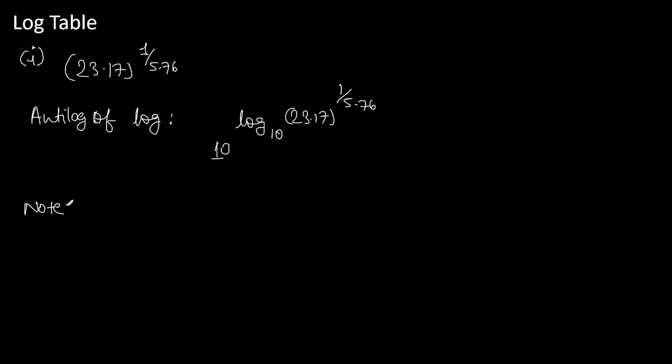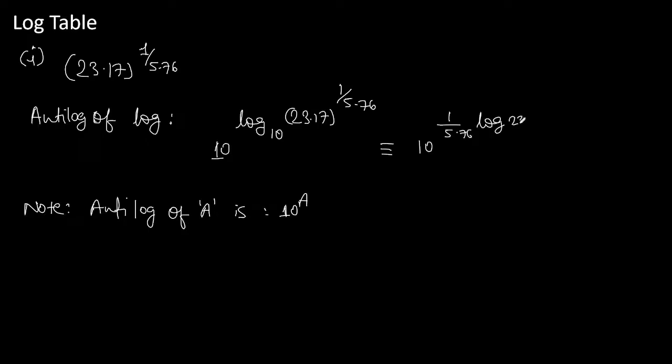Note, the anti-log of A is 10 to the power A. Okay, so we took this thing. From here we will find the value of this number. First we will take log. When we take log, it is 1 by 5.76 log 23.17. So how to check this type of thing? First what will we do?